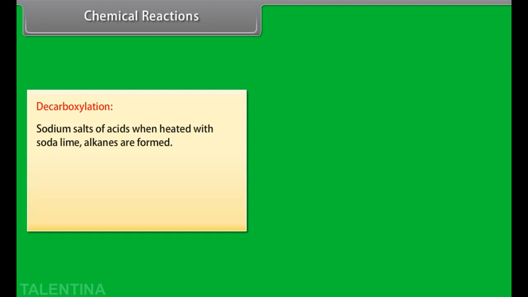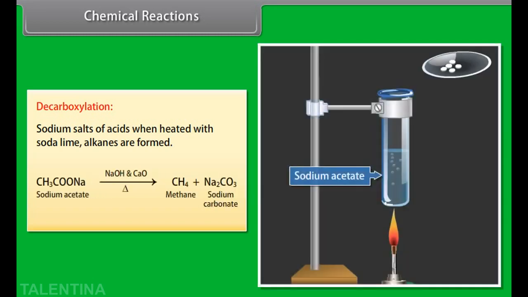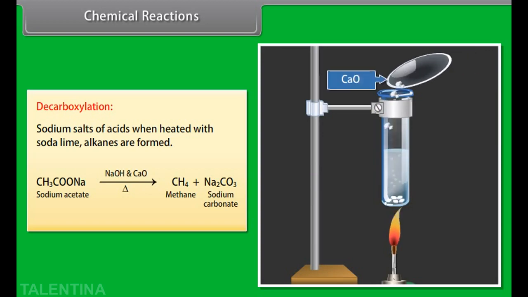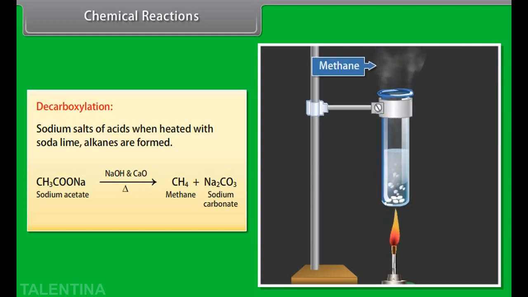Decarboxylation. Sodium salts of acids, when heated with soda lime, form alkanes. When sodium acetate is heated with sodium hydroxide and calcium oxide, it forms methane and sodium carbonate.